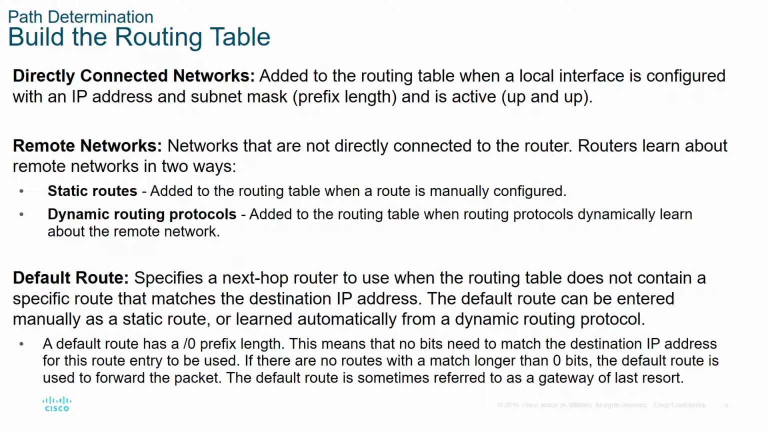A default route specifies a next hop router to use when the routing table does not contain a specific route that matches the destination IP address. The default route can be entered manually as a static route or learned automatically from a dynamic routing protocol. A default route has a 0 prefix length. This means that no bits need to match the destination IP address for its route entry to be used. If there are no routes which match longer than 0 bits, the default route is used to forward the packet. The default route is sometimes referred to as a gateway of last resort.